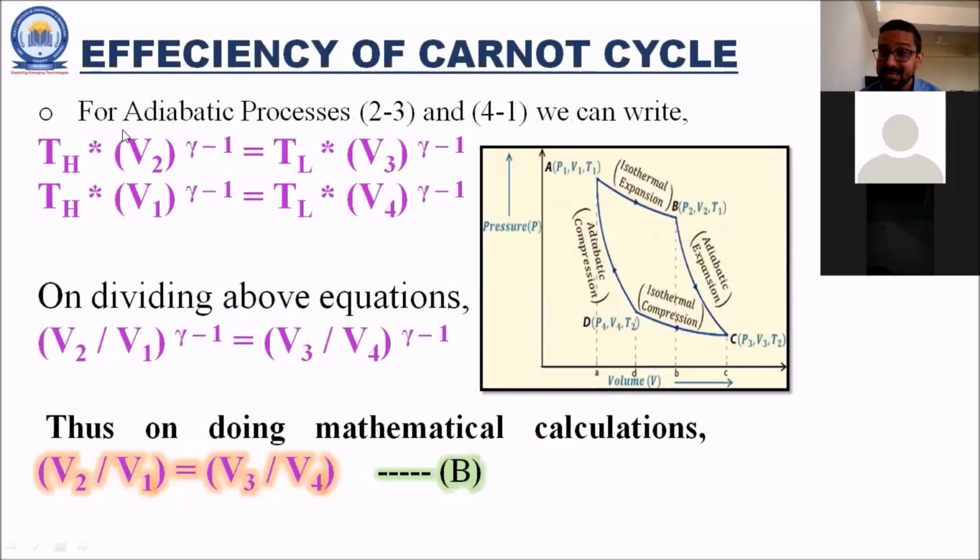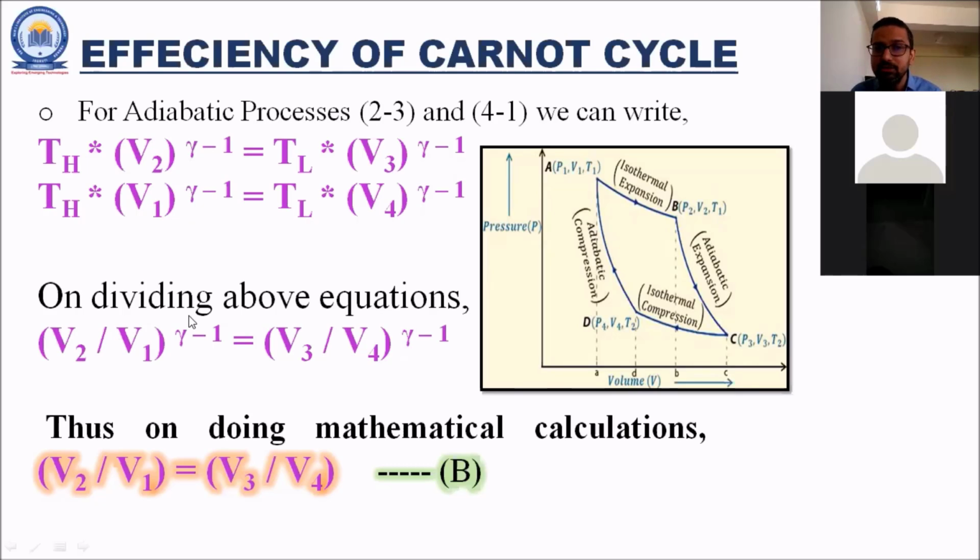Now we are considering the adiabatic processes. For the adiabatic processes 2 to 3 and 4 to 1, we can write the relationship between temperature and volume. For process 2 to 3, we use the equation T V raised to gamma minus 1 is equal to constant. So TH V2 raised to gamma minus 1 is equal to TL V3 raised to gamma minus 1. And similarly for process 4 to 1, I can write TH V1 raised to gamma minus 1 is equal to TL into V4 raised to gamma minus 1.